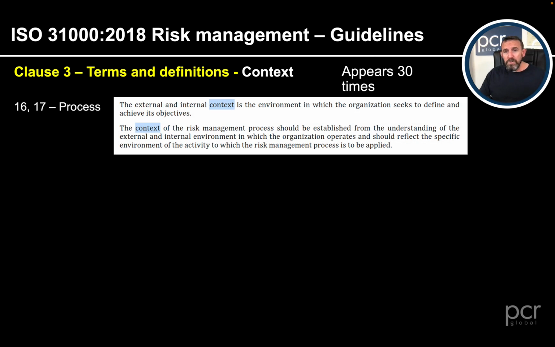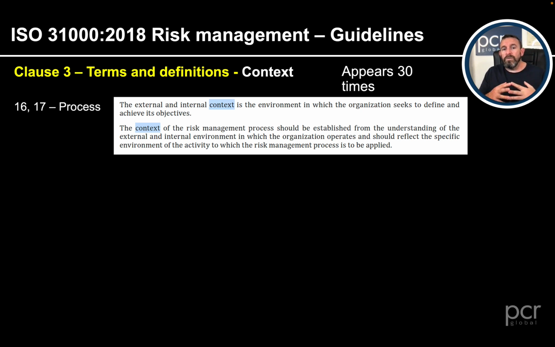Another tool for the process. The external and internal context is the environment in which the organisation seeks to define and achieve its objectives. We've already said that. It's all about the external and the internal context. If we think about the external, the things that go on outside the organisation, that's where we are seeking to make our money. That's where we are setting our objectives. That's what the organisation is all about. It's within that external environment.